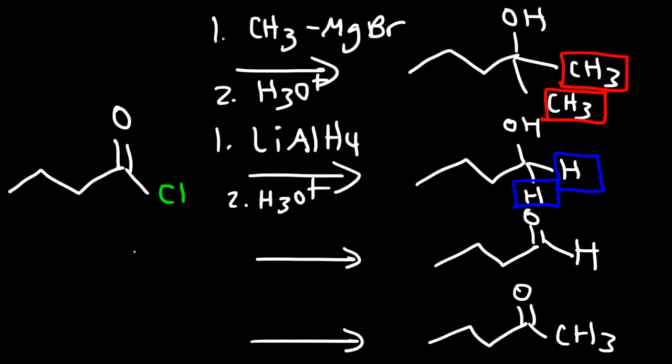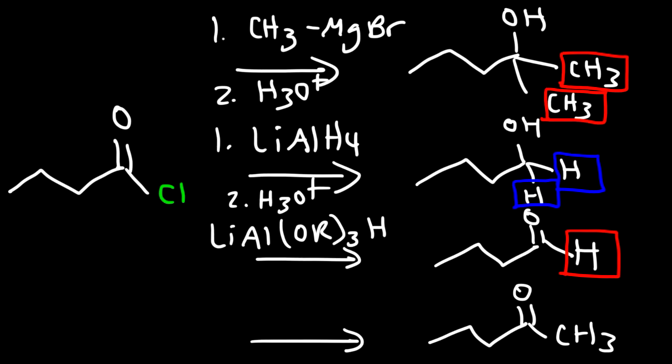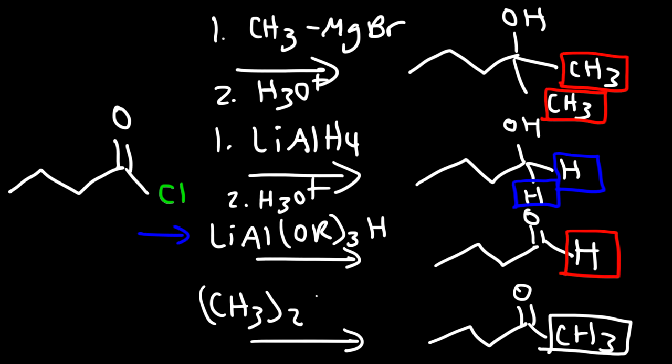Now to convert the acid chloride to an aldehyde, we need to add 1 hydride ion. And we could do so using this reagent, lithium aluminum tri-tert-butoxy hydride. So the 3 OR groups make this hydride ion less reactive compared to the ones in lithium aluminum hydride. And so this reagent is used to convert acid chlorides to aldehydes. Now, what about converting it to a ketone? The best reagent for this is the Gilman reagent. It will react with acid chlorides, but not with ketones. And so it's going to stop at the ketone level.